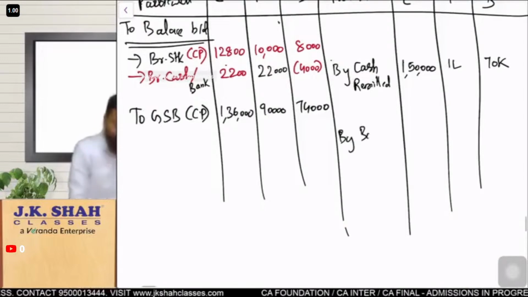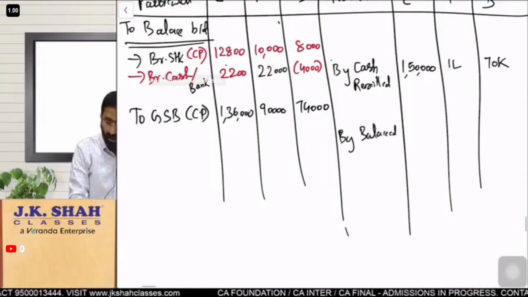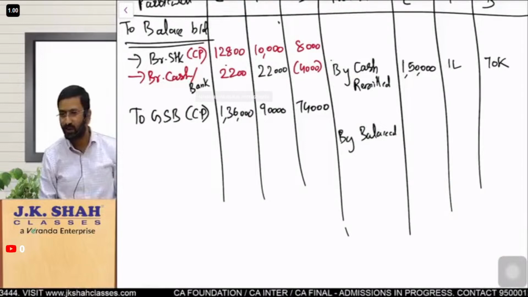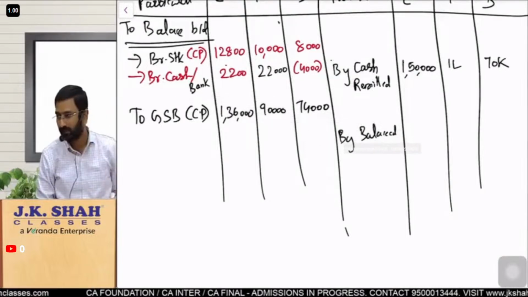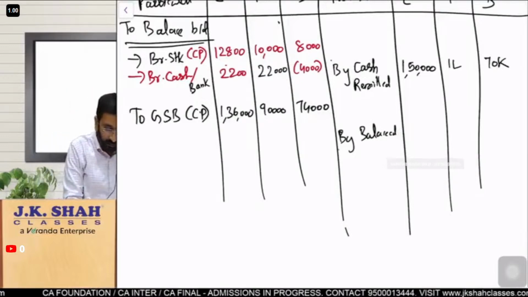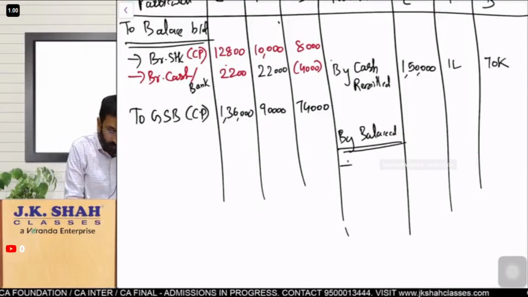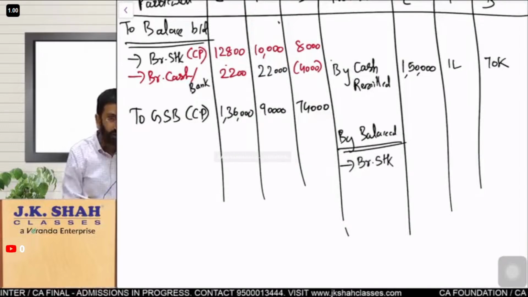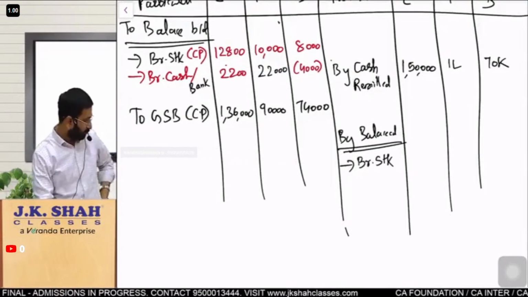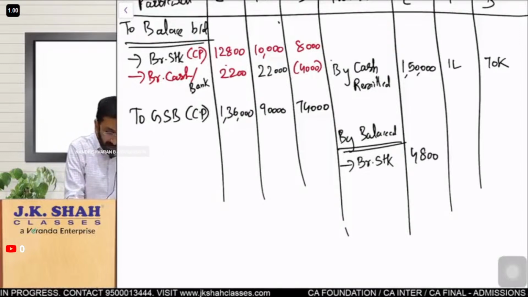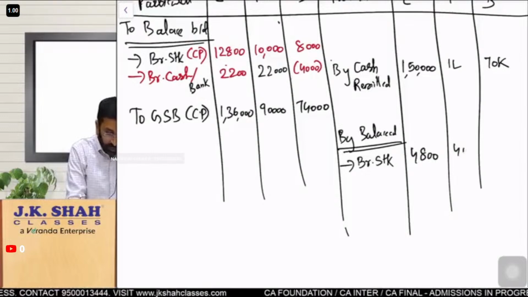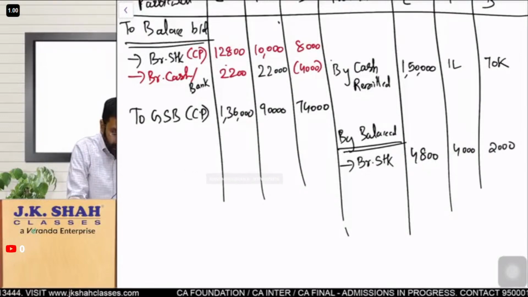Format, balance carried down. And one big headache is not there. What is that? Opening stock reserve, closing stock reserve, elimination of net goods sent, nothing, no drama. Balance carried down. What do you have? Branch stock. Give me the cost. 4,800. 4,000. 2,000. In brackets, write that all these are cost.